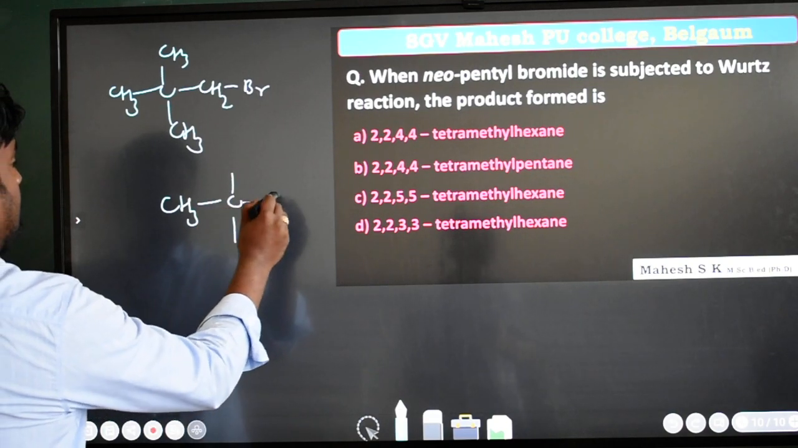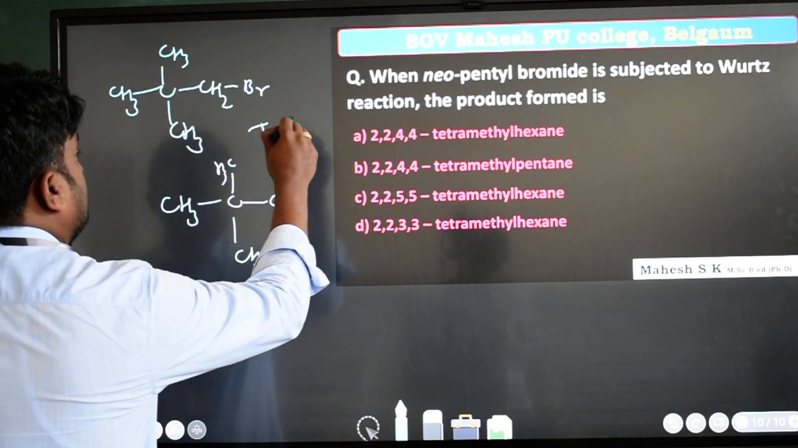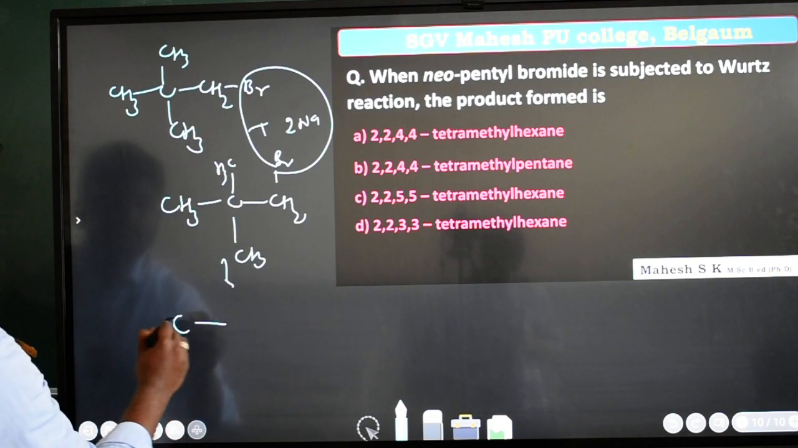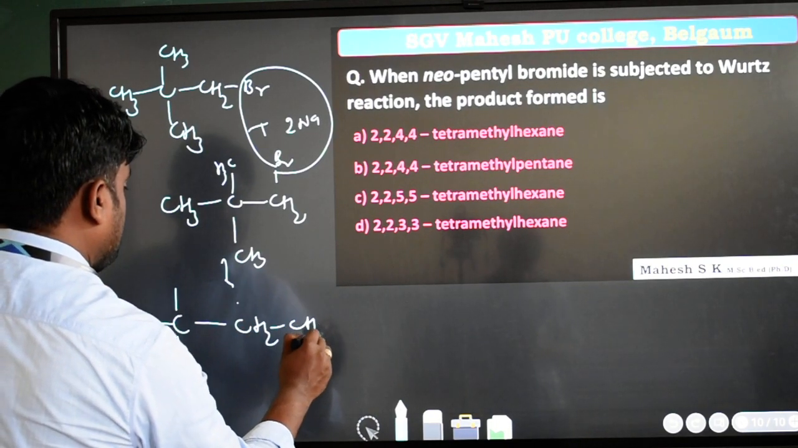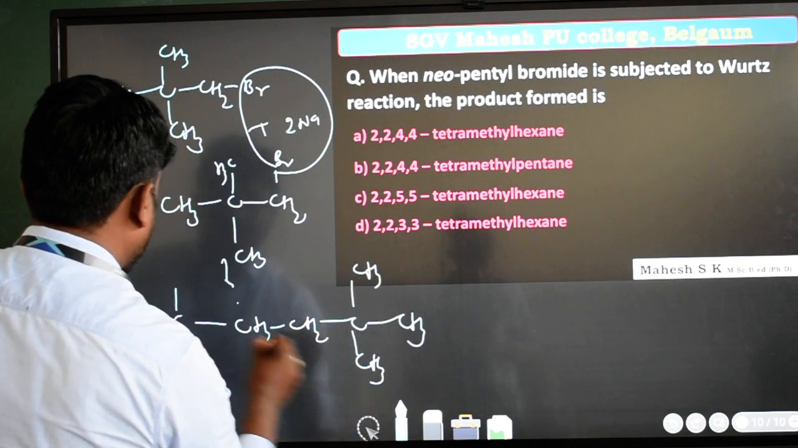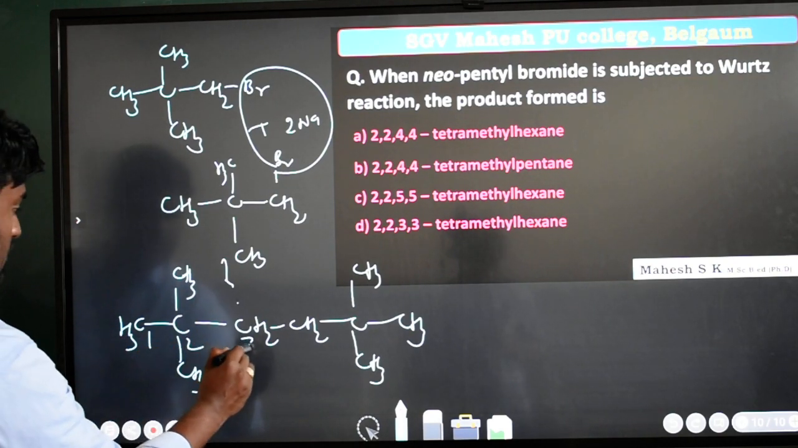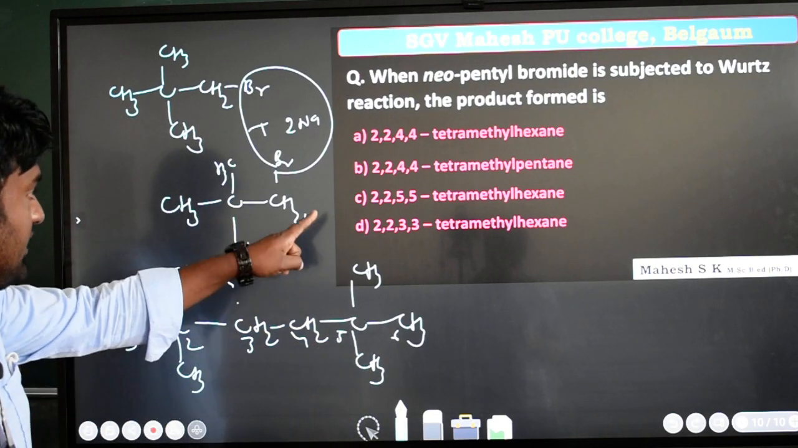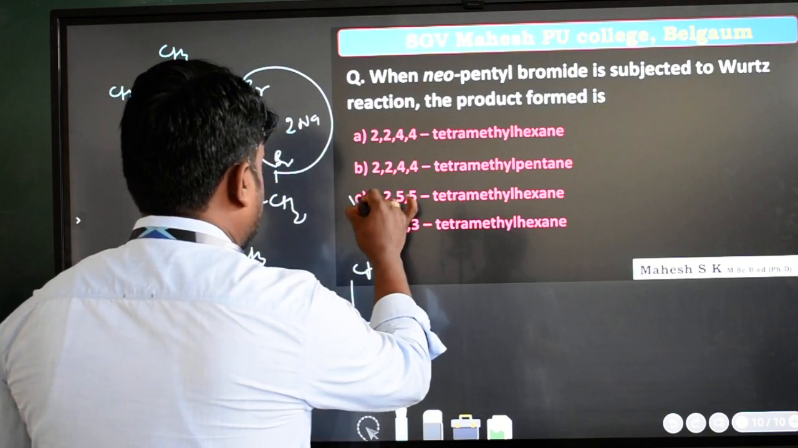CH3, CH2, Br, CH3, CH3. So in presence of sodium, we can remove this. Then we will get the product as this, in between CH2, CH2, then again CH3, CH3, CH3, here also CH3, here also CH3. So this is 1, 2, 3, 4, 5, 6. So 2,2,5,5-tetramethyl, 6 carbon means hexane. Then we can go for 2,2,5,5, that is option C.